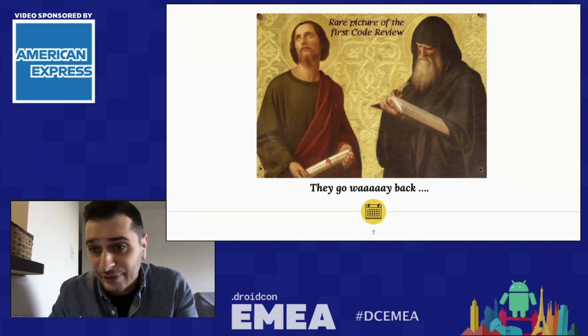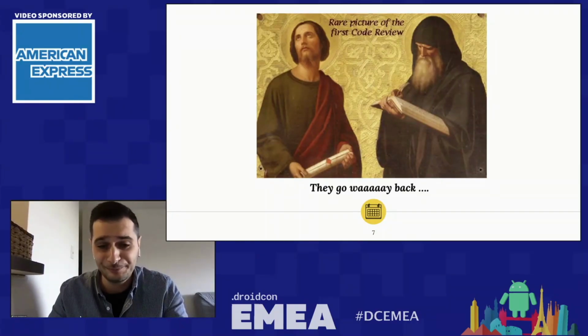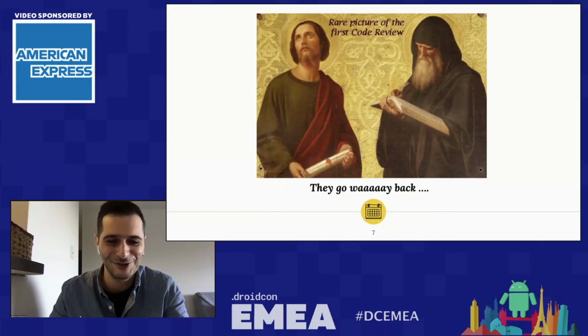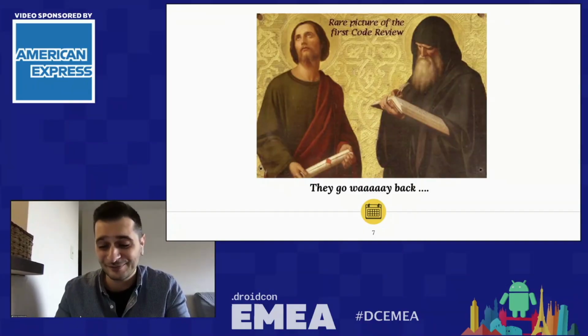This is a very rare picture of the first code review. I'm not very religious, but I think in this picture, you have Moses with the 10 commandments. And it seems that he is getting his pull request reviewed. And judging by the look on his face, he's not very happy with the comments that he's going to get. So he'll probably spend a lot of time addressing the comments in this PR.